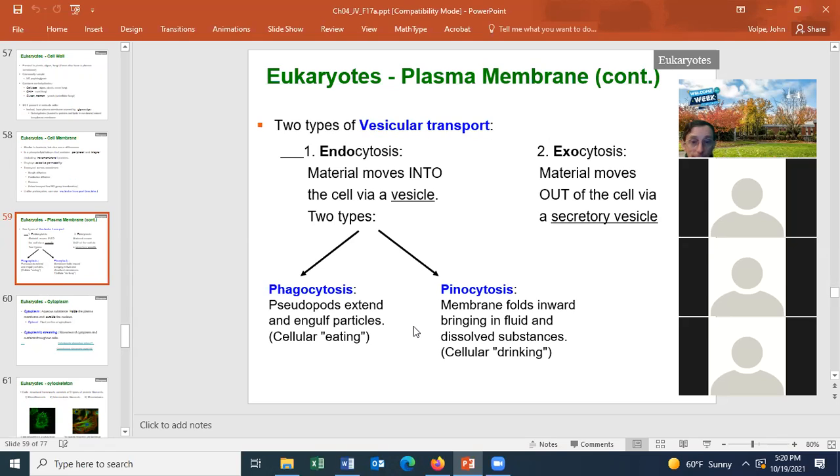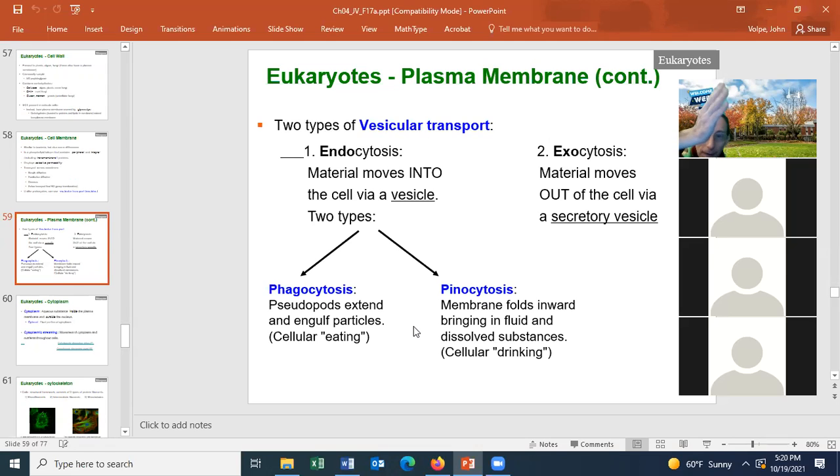You can also have pinocytosis, where the membrane binds to something. It could be a signal, and the receptor binds to it, and then it invaginates the cell membrane. So it folds it in. I'm trying to show it with my hands.